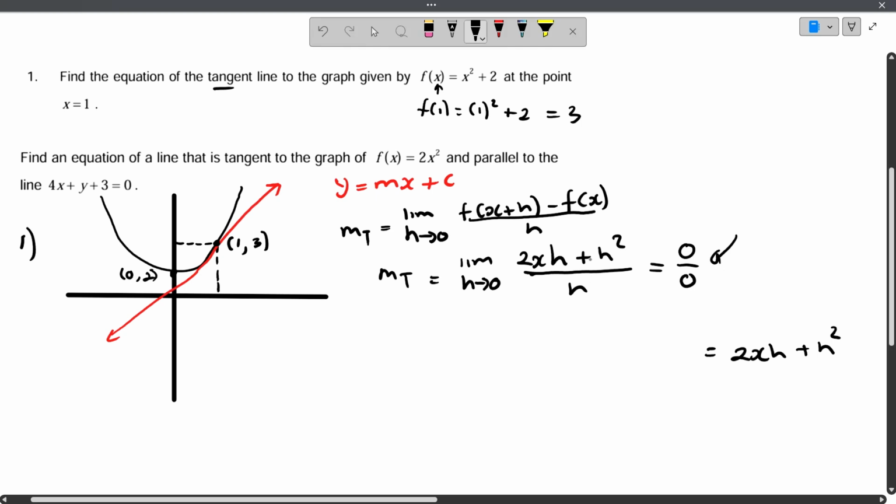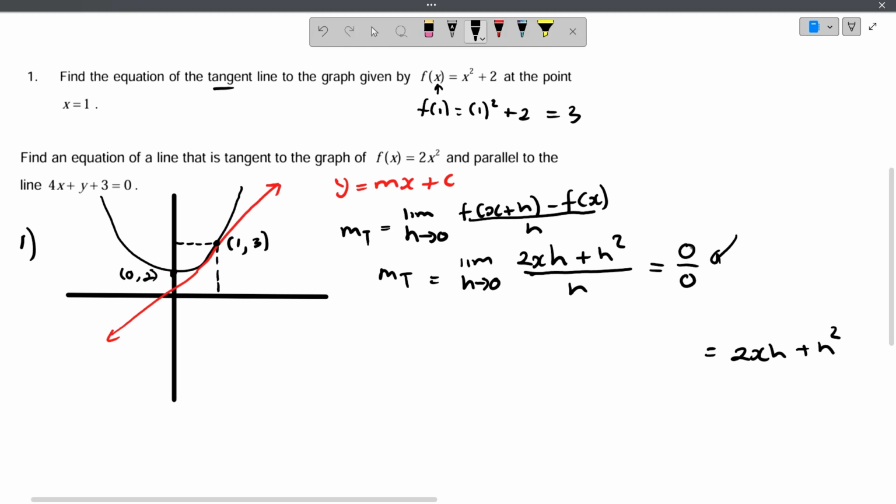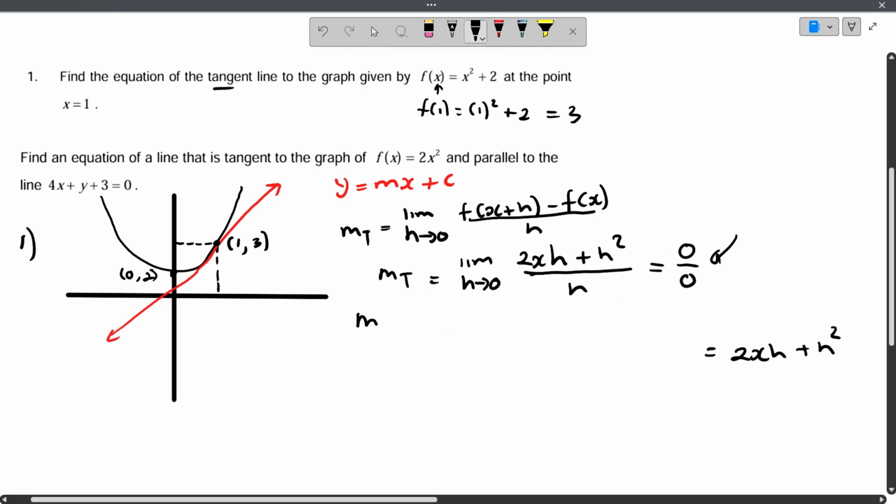We did this in our prior video. Whenever we get something like this, that means we have to simplify further. So let me see here. The gradient of the tangent line in that case will be the limit as h approaches 0, and I notice that h is common in all these terms, so I can take out h as a common factor.